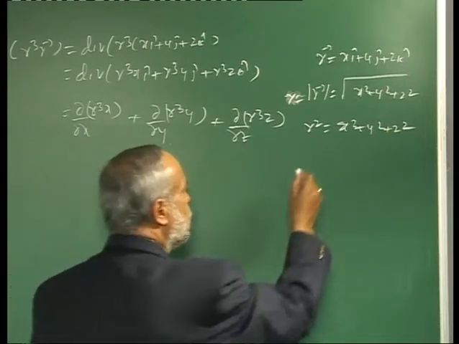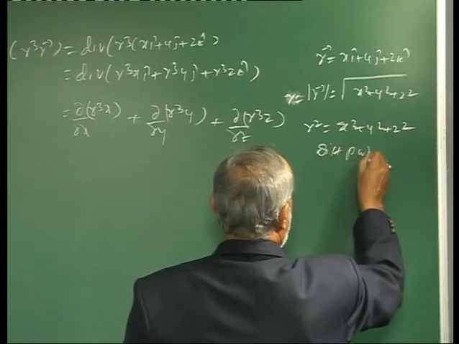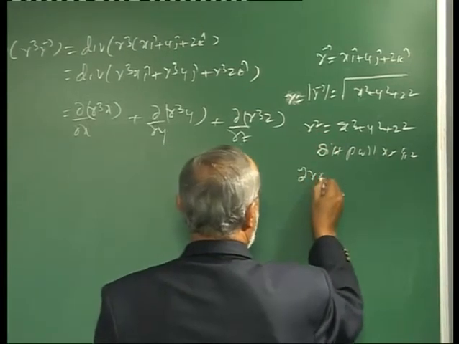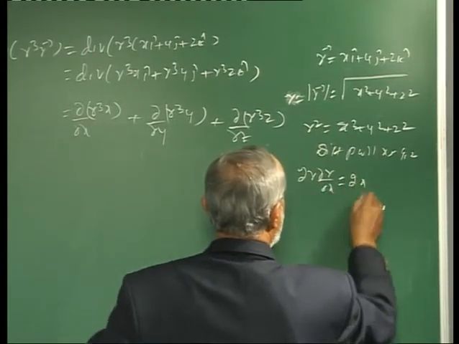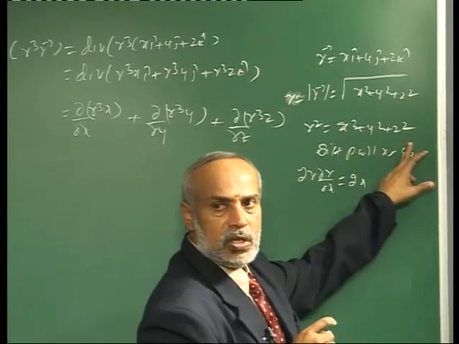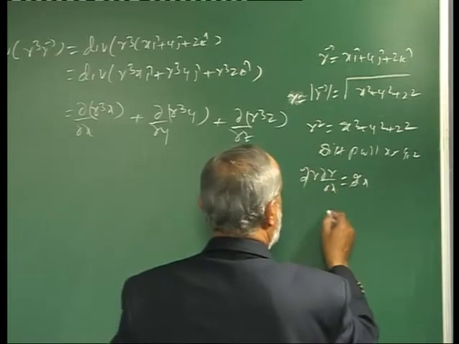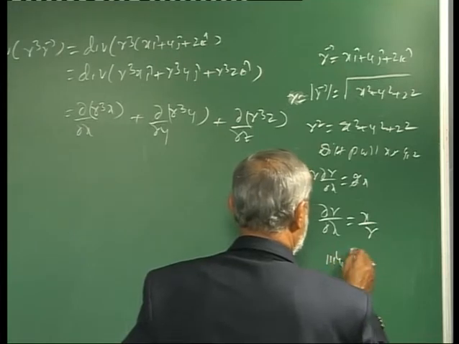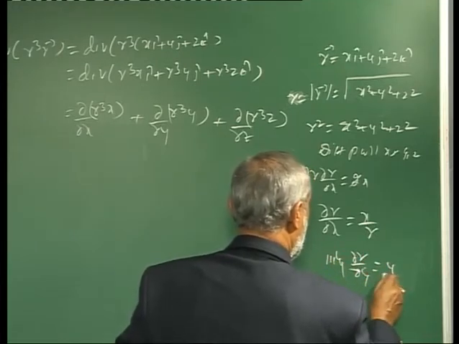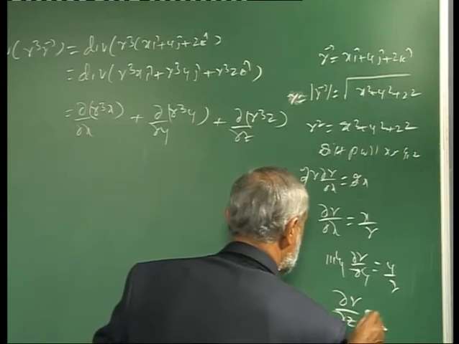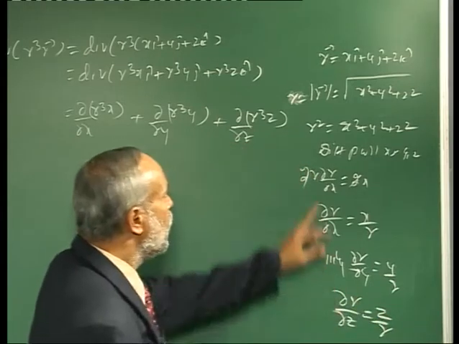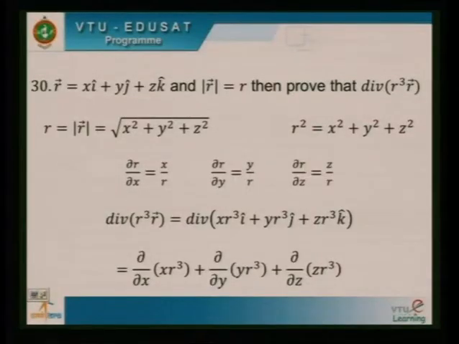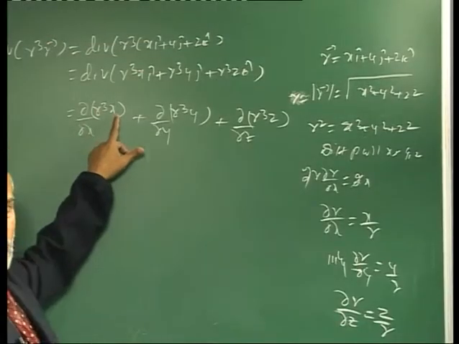Now differentiating partially with respect to x, y and z separately, then r squared differentiation is 2r into dou r by dou x is equal to x squared differentiation 2x, y squared is 0, z square is 0. Then 2 and 2 will get cancelled, then dou r by dou x is equal to x by r. Similarly, dou r by dou y is equal to y by r, then dou r by dou z is equal to z by r. You have to find this by using r vector is equal to xi vector plus yj vector plus zk vector.